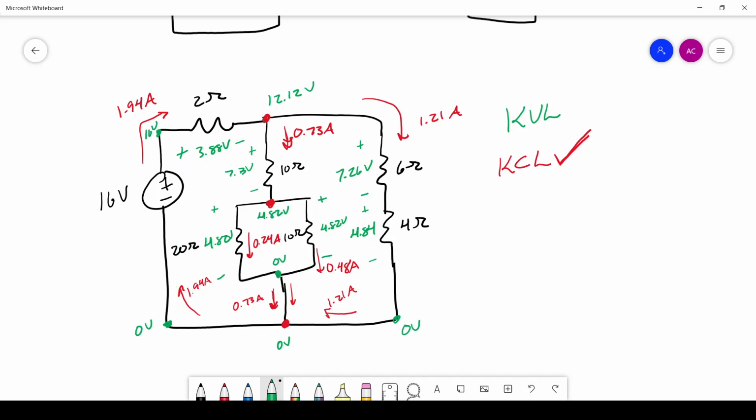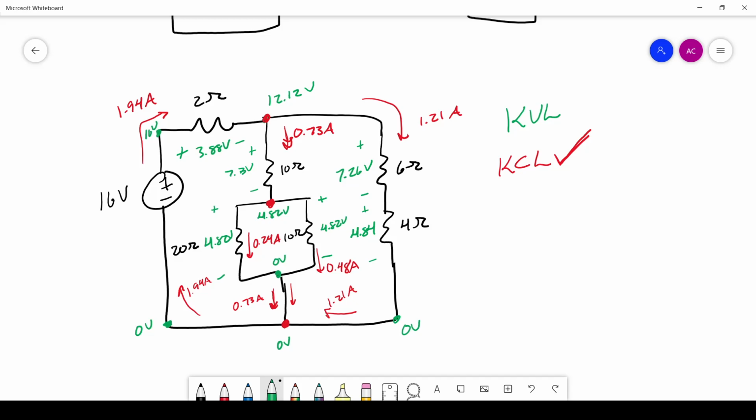Now let's go around this outer loop maybe. So let's start here. Plus 16 volts, minus 3.88, minus 7.26, minus 4.84. That'll give us 0 volts. And now we're back here at 0 volts, 0 volts, 0 volts. The outer loop is satisfied.